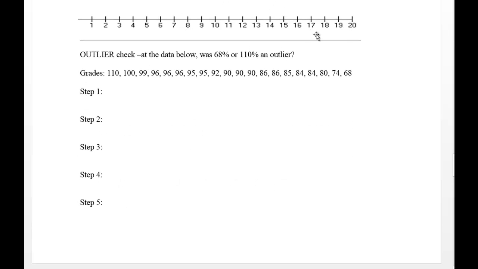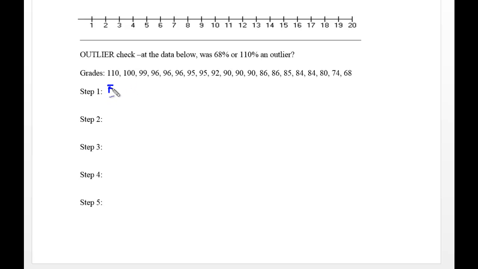Okay, so our final part of the exam, which sometimes is a bonus point, is to do an outlier check. The outlier check is to see, in this case, whether 68% or 110% was an outlier. So what we have here is that same 101 class. I did modify this. Instead of 101, I made it 110, and I dropped the 20 students here at the bottom. So what I'm going to do here is run through what I need to do to find an outlier check, or to find out what it is.